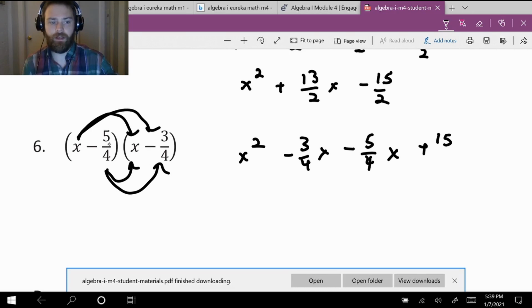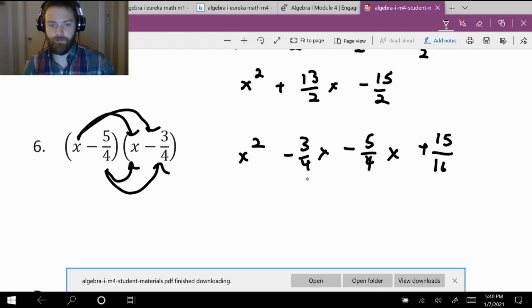So the negative only modifies the top of the fraction. That's important to note. So this is negative 3 divided by positive 4. And this, negative 5 divided by positive 4. And this is negative 3 divided by positive 4. So negative 5 times negative 3 is positive 15. 4 times 4 is 16.